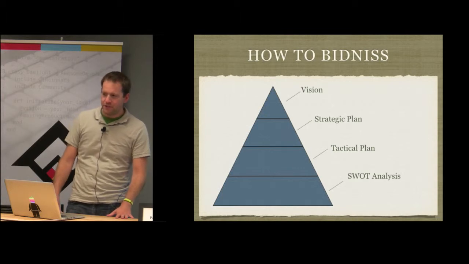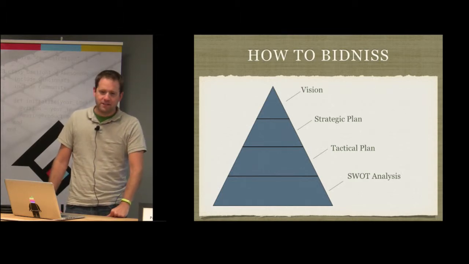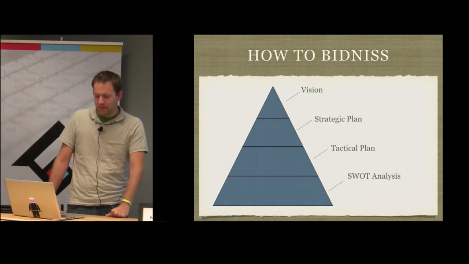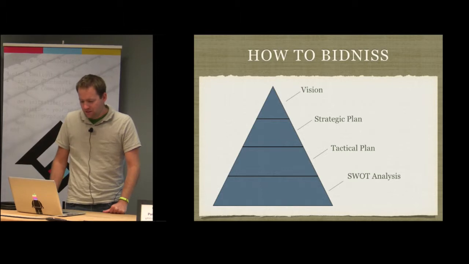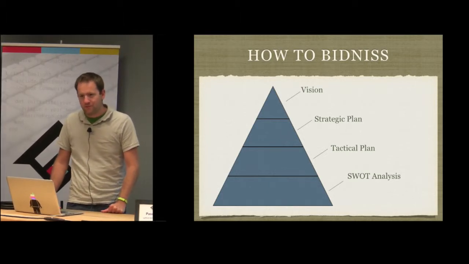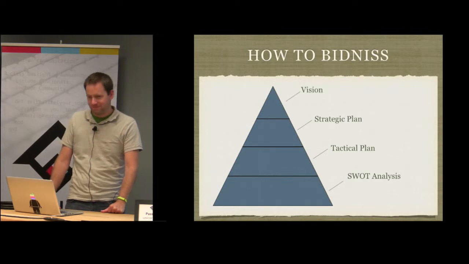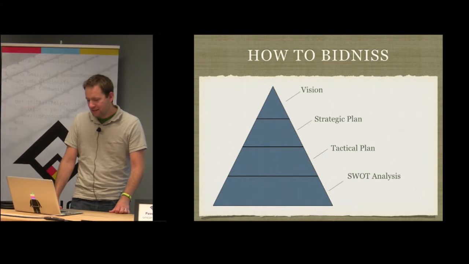Once you've established a vision, you can come up with a strategic plan. And the strategic plan is like the few really high-level things that you need to accomplish to reach your vision. So if we want to win the World Series, what do we need to do? We need to do X, Y, and Z. We need marketing dollars. We need all these other things.